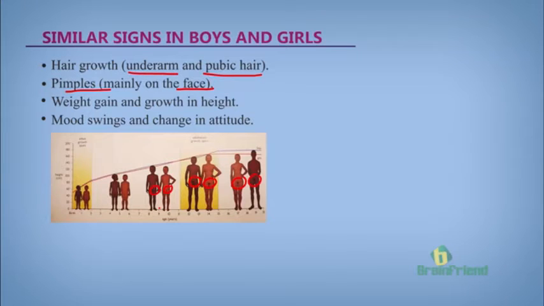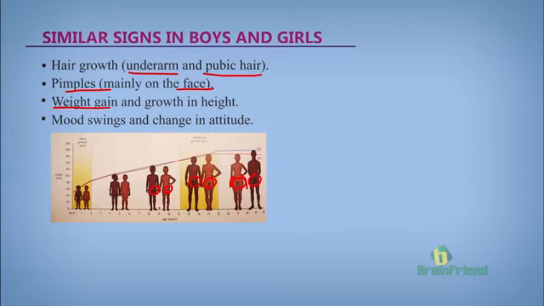Then you have weight gain and growth. For the girls, they become curvier. There's weight on the hips, at the breast region. For the guys, they become bigger, as the case may be. Then for height, you see them from this little stage, they are growing gradually. So this is an important sign that happens to both boys and girls. Then you have mood swings.